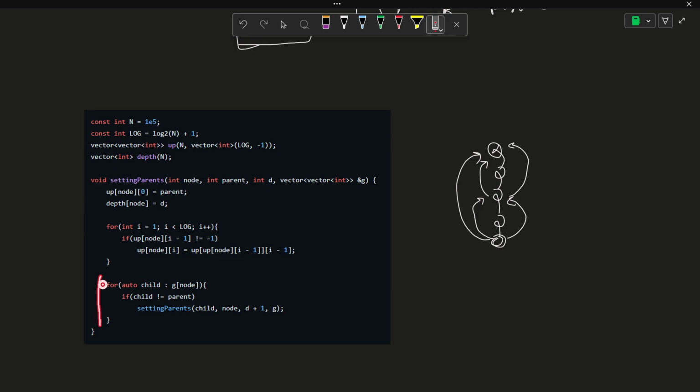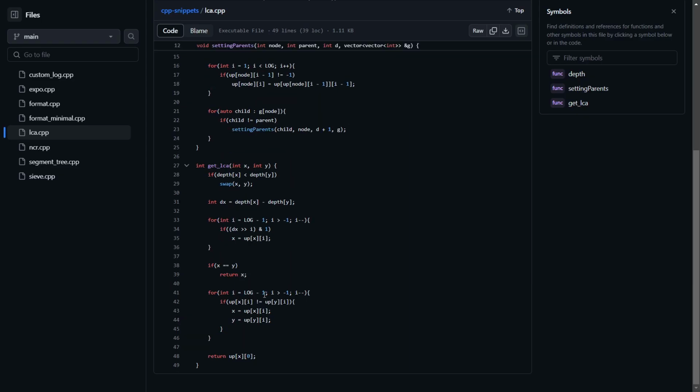Now I'm just going to go through all the children and again call the same function on them. Since this is a tree, I do not want to go to my parent. So if child is not equal to parent, I'm going to go to child. The new parent will be node, the depth will be d plus 1 and the adjacency list will remain the same, right? Now let us have a look at the LCA function.